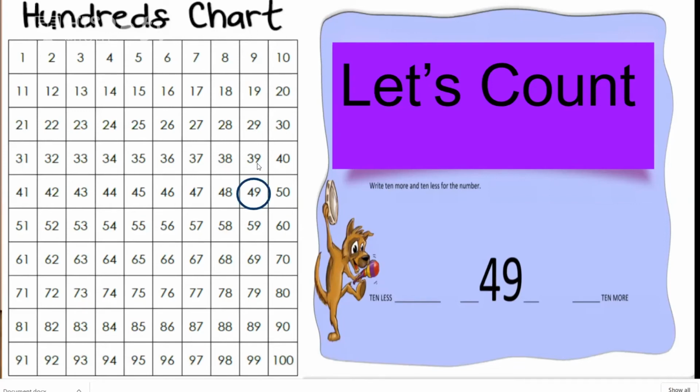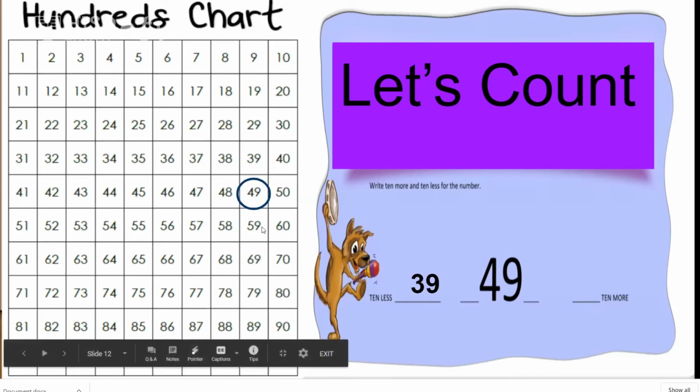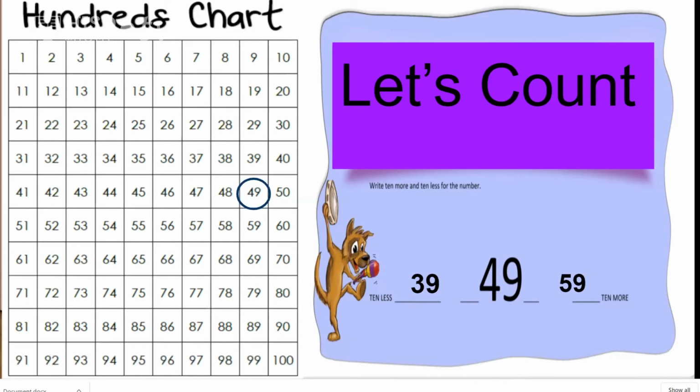So what number is 10 less than 49? You guessed it. 39 is correct. So if I'm counting by tens, I have 39, 49. What's going to be 10 more? 1, 2, 3, 4, 5, 6, 7, 8, 9, 10. 10 more is going to be 59. 39, 49, 59. Do you see the same pattern?